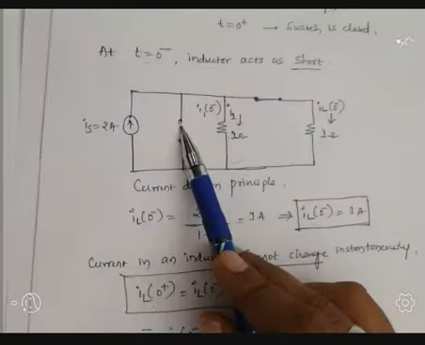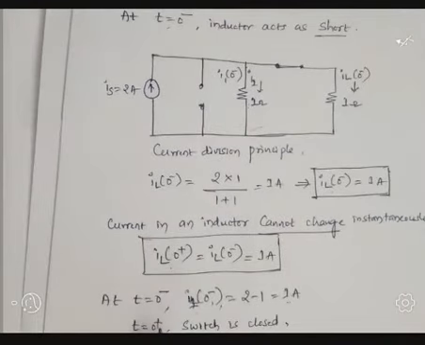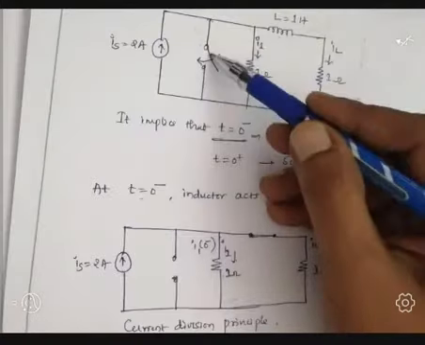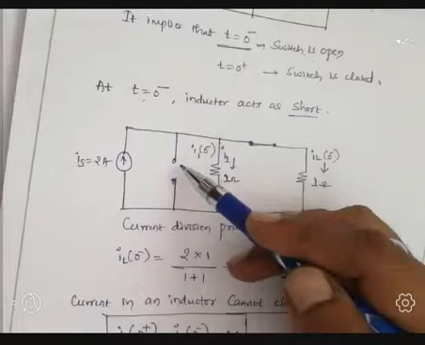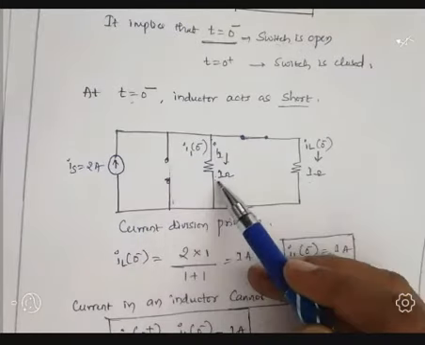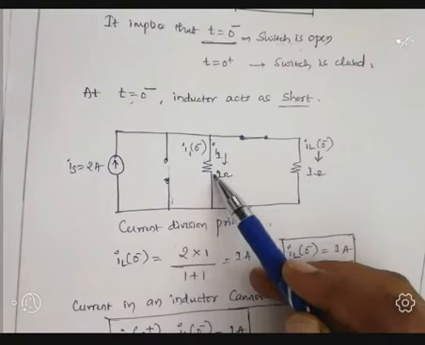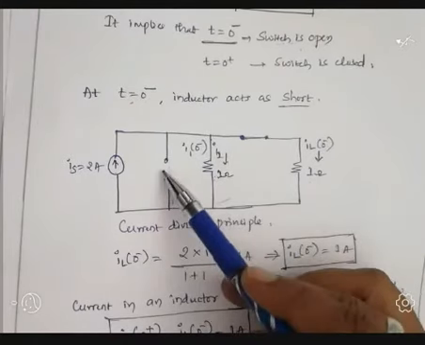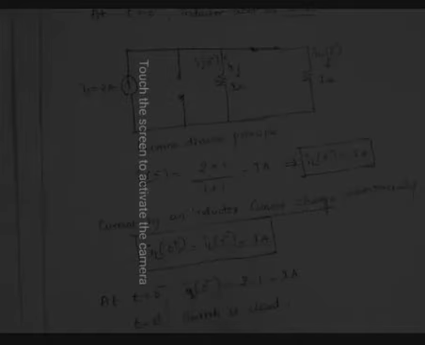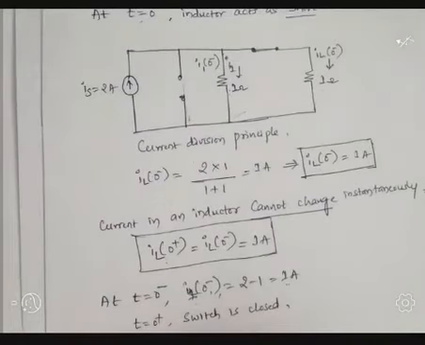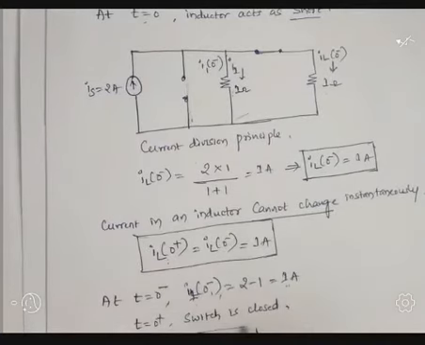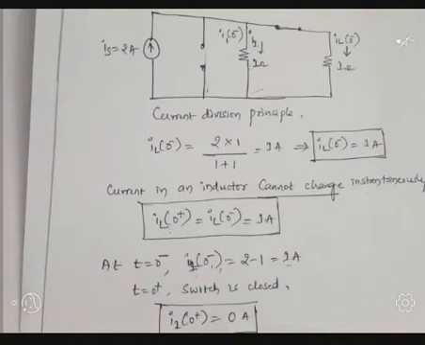Remember what we are calculating here. At t equal to 0 plus means the switch is closed. Switch is closed means it becomes a short circuit. A short line connected in parallel across the resistor means the voltage across the resistor will be 0 because of this short circuit. Hence, I1 of 0 plus is 0 amperes. Why is it 0 amperes? Because immediately after the switch there is no current. This is about the first problem.